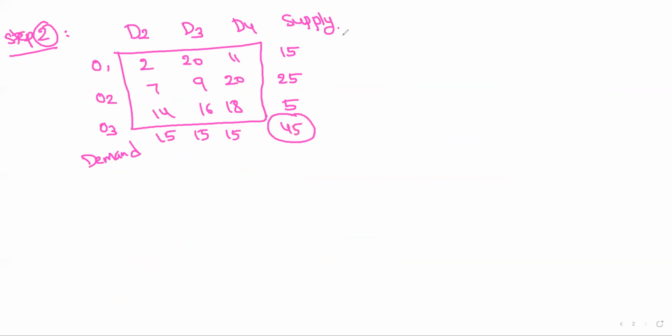Now we have to give the penalty here also. The penalty is the difference between the least and next least cost in the row or column. First I give preference to rows. Row 1 is 11, 2, so the penalty is 9. Second row 7, 9, 20, penalty 2. Third row 14, 16, 18, penalty 2. Column wise, 2, 7, 14: the least element is 2 and the next is 7, so 5. Then 9, 16, 7, 11, 29.